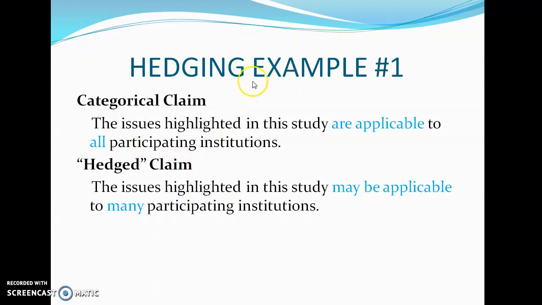So here we can see the first example about the categorical claim and hedged claim. What's the categorical claim? The issues highlighted in this study are applicable to all participating institutions. This means that all institutions participating, and it's applicable to everyone. But if you use the hedged claim, the issues highlighted in the study may be applicable to many participating institutions. This means that if there are some objections, they can surely be expressed, because here it's not all, it's many.